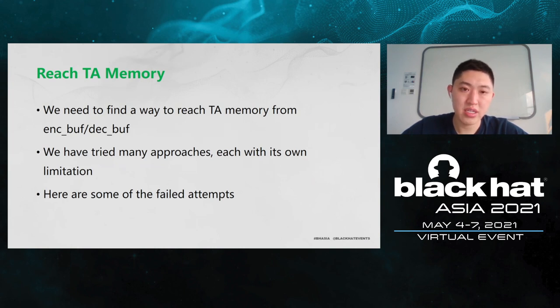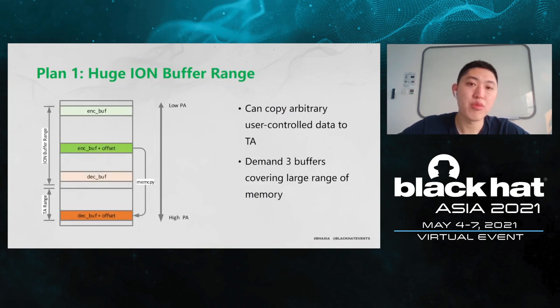Well, we have tried many approaches, many models, many plans, but they all have their own limitations. Here are some of my failed attempts. Here, we need a very huge buffer range that will contain the encrypt buffer plus an offset and a decryption buffer plus an offset, which will reach the TA, and the memory copy will happen this way. It will need at least three buffers.